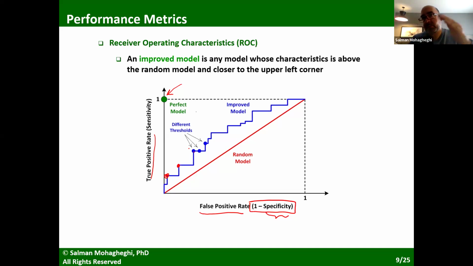The more you move away from the random model towards the perfect model, that means you have a better model. So imagine this is one classifier, and imagine somebody else says the new classifier that I have defined, based on various thresholds, is this one. This one obviously is closer to the perfect model, so it's going to be a better model compared to that blue classifier that I showed you. This is what ROC does.